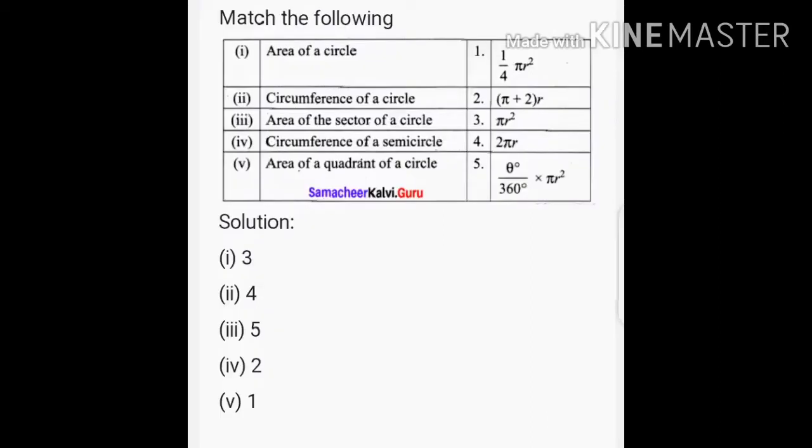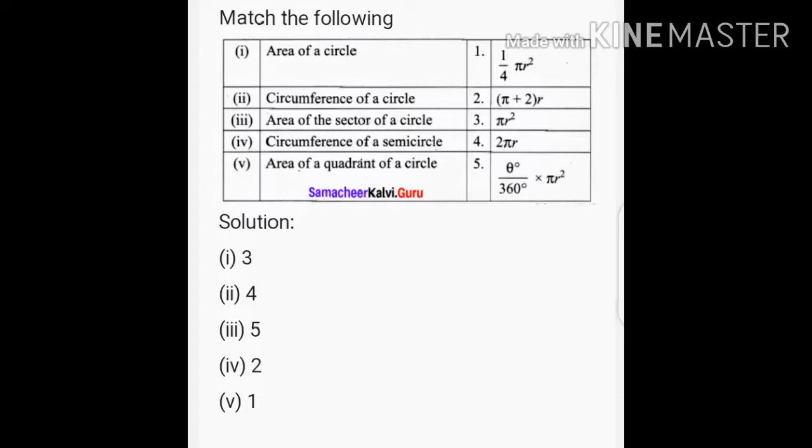Exercise 2.1 second sum. Match the following. The first question is asking you to find the area of a circle. So what is the formula for area of circle? Pi r square is the answer. Second question, the circumference of the circle is 2 pi r. Third question, area of a sector of a circle is theta divided by 360 degree into pi r square. Fourth question, circumference of a semicircle is pi plus 2 into r. And the last question, area of a quadrant of a circle is 1 by 4 pi r square.